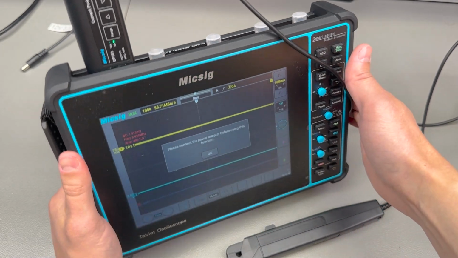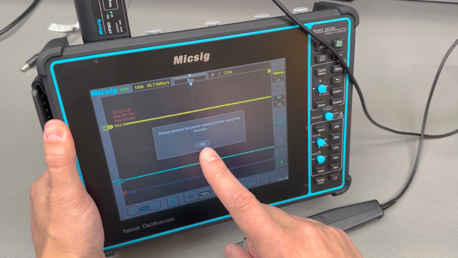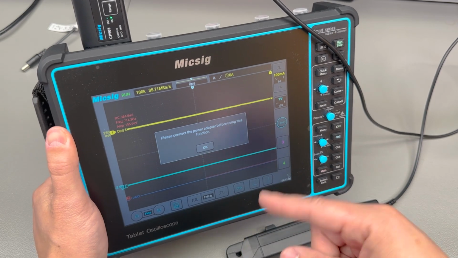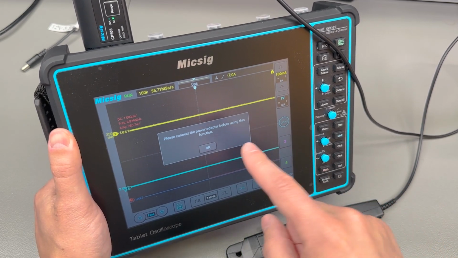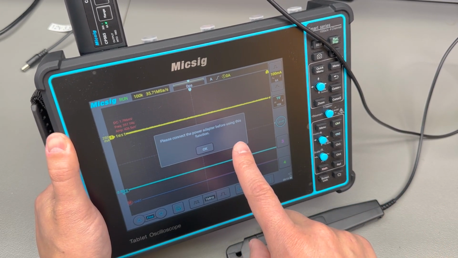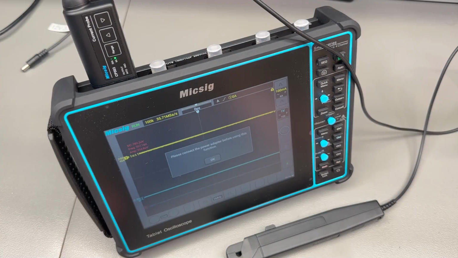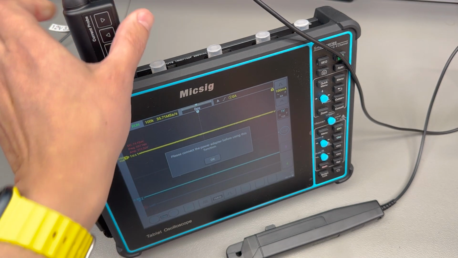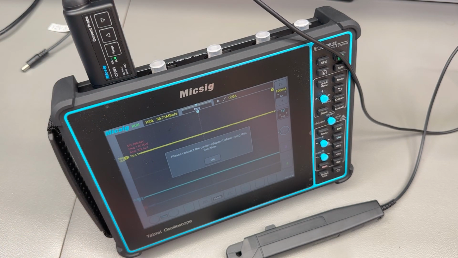Then immediately after connecting the probe to the oscilloscope, you will hear some relays, and you will be getting this message on the oscilloscope screen if you are not connected to mains power. So right now I'm running on battery power, and it says please connect the power adapter before using this function. So I'm thinking they are throwing this warning message to the user because the probe is pulling power from the oscilloscope battery, which is going to drain it faster than what you would normally be used to.